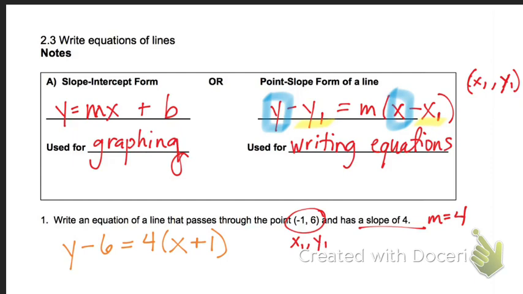So this is what you get. Now, if it doesn't specify to put it in a certain form, then you're going to leave it like this. And you're done. But if I said keep going and put it in slope-intercept form, I could be doing that because I want to see you use your solving skills to get y by itself.